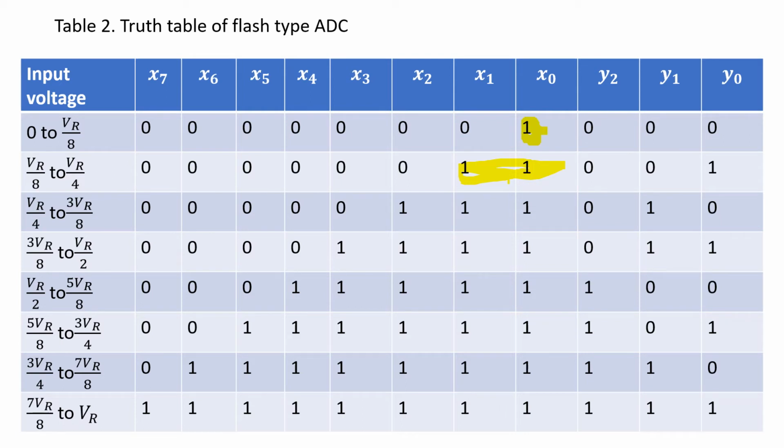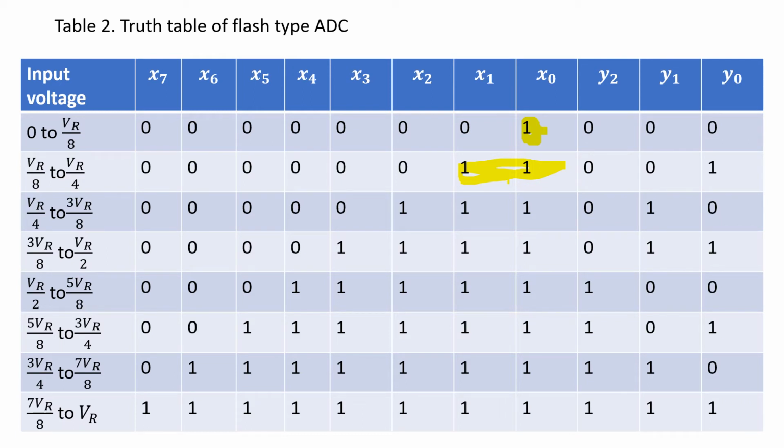How to write it easily? Write the values we get: 0, VR by 8, VR by 4, 3 VR by 8, VR by 2, 5 VR by 8, you see that diagram, then 3 VR by 4, 7 VR by 8, and VR. So this range you can show on the op-amp side. Here 1 1 means it is 1.